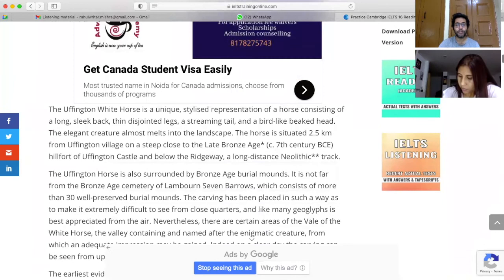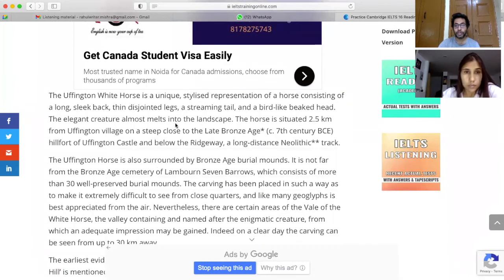What is the Uffington White Horse now? It is very unique. It's an amazing representation of a horse. The horse has a sleek back and thin, disjointed legs. So this is all the description of the horse. Its head resembles that of a bird. It's a very majestic creature, right? It seems to be a part of that landscape.